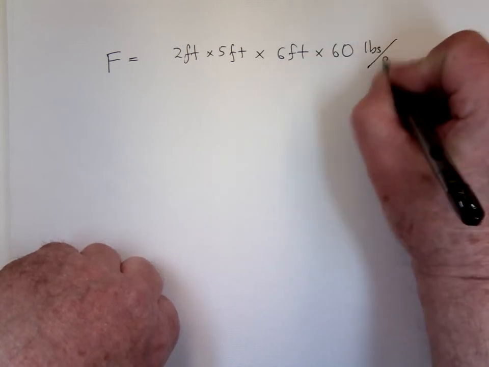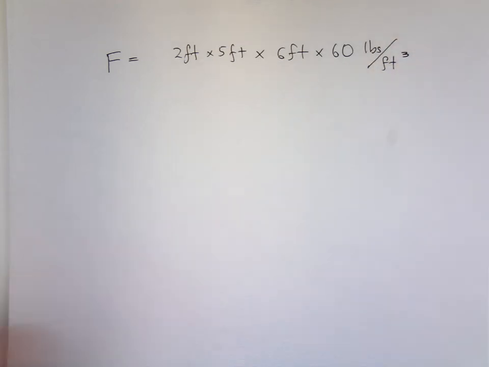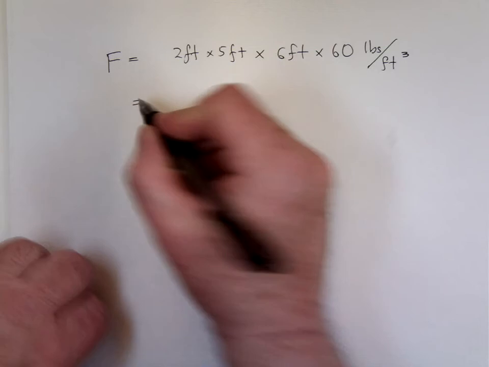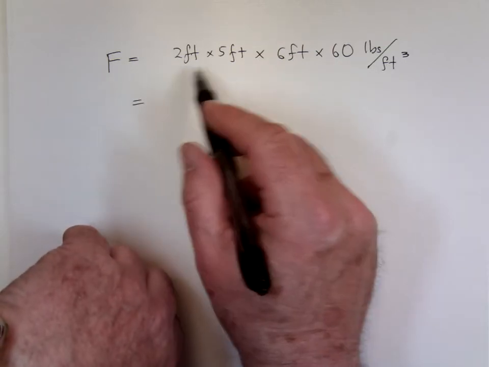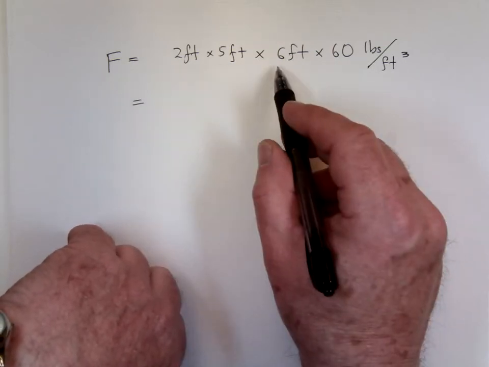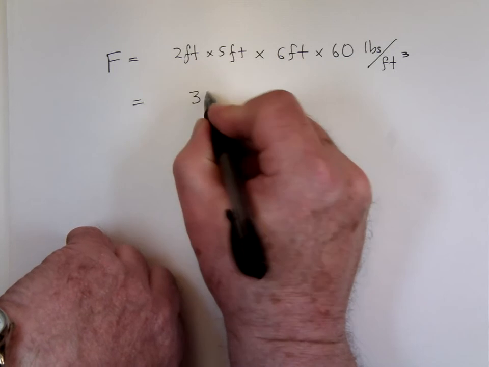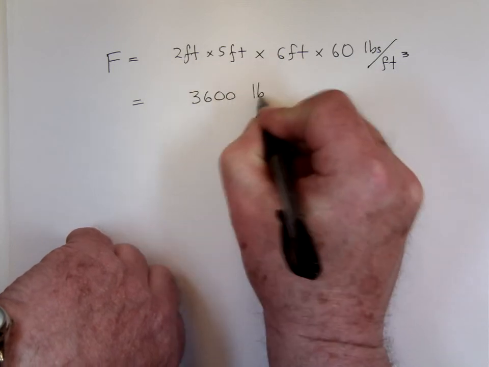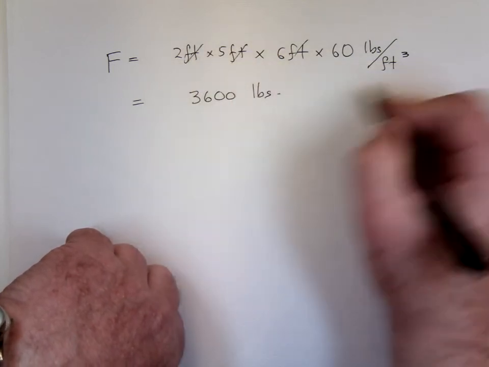It would be equal to 3,600 pounds. And you notice the units nicely canceled out and we're left with pounds. That would be the force on that table, 3,600 pounds of force on that table, okay?